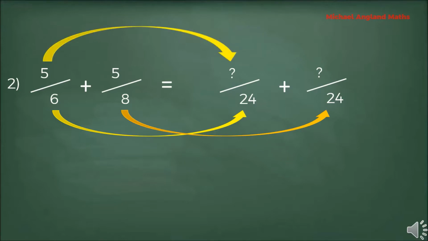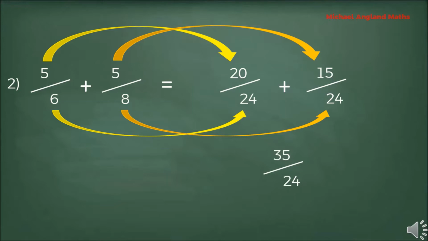So looking at the numerator of the left-hand side fraction, multiplying the numerator by 4, we get 20. And looking at the numerator of the right-hand side fraction, scaling up by 3, we get 15. The answer is 20 plus 15, 35 on 24, which can also be written as 1 whole plus 11 on 24, since this is an improper fraction.